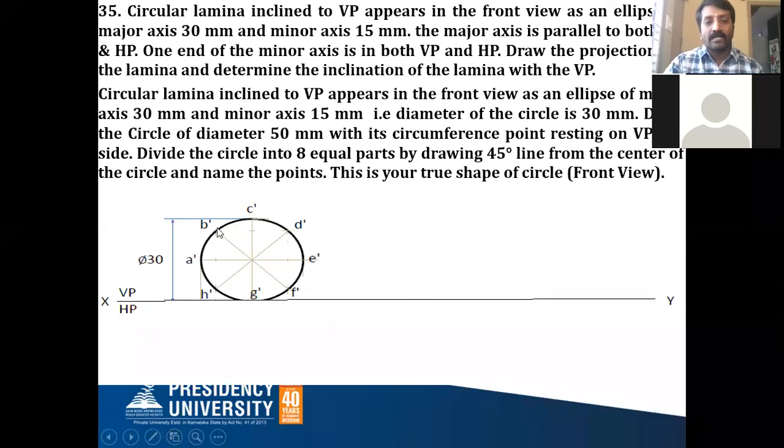into 8 equal parts as usual, and name it one by one: A dash, B dash, C dash, D dash, E dash, F dash, G dash, and H dash. So this completes your true shape diagram. So coming to the next position, you have to draw the top view, right?